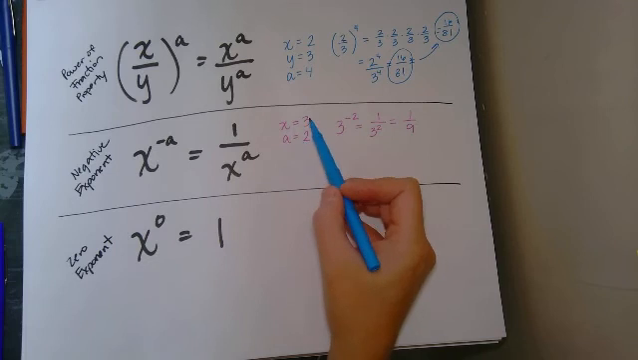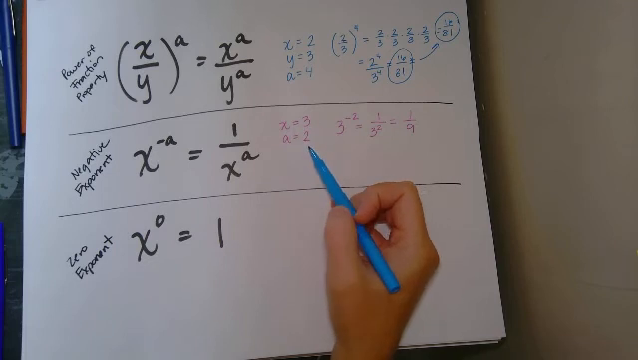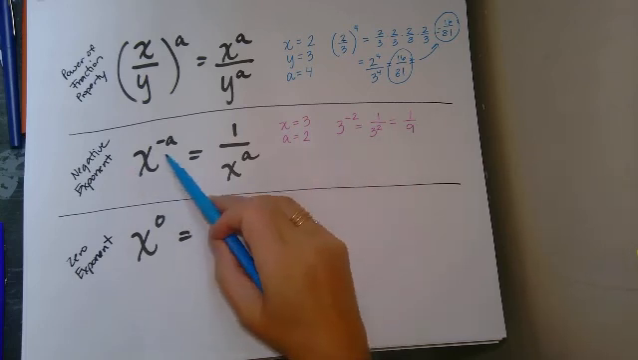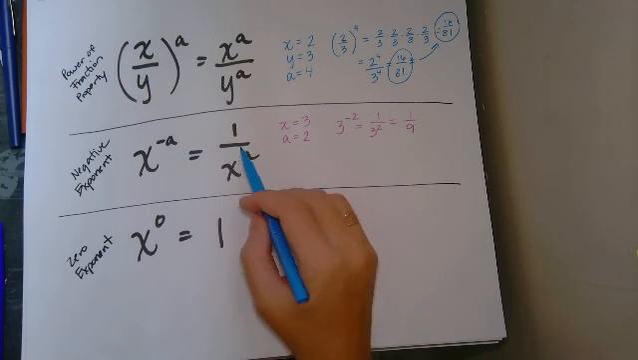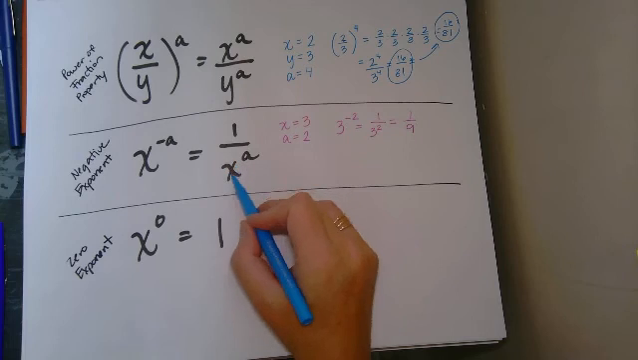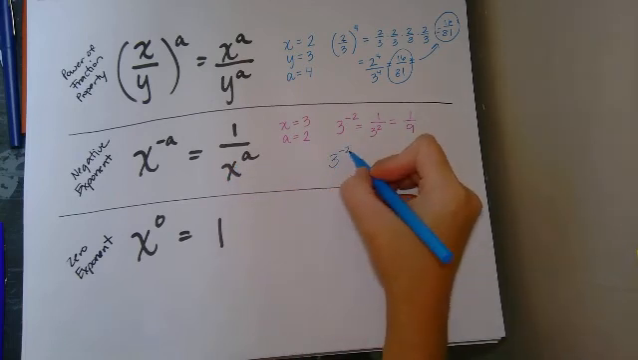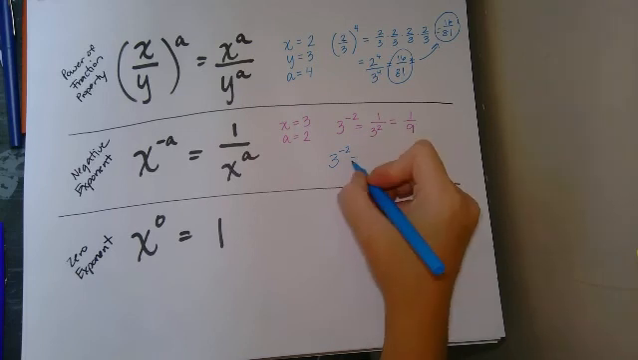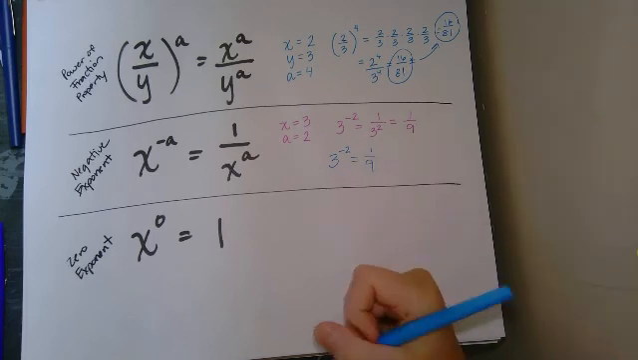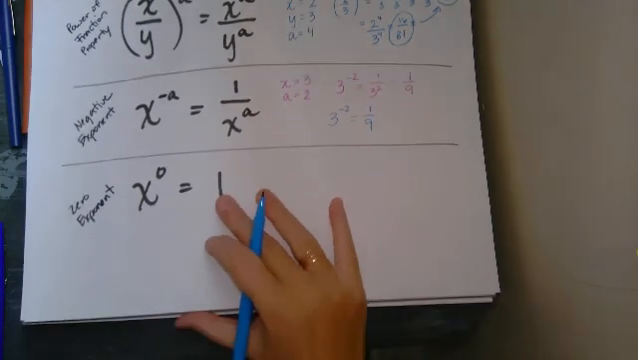And so let's apply some numbers to this. X, let's say, is 3 and a is 2. And so what we have then is 3 raised to the negative 2 power, which according to our exponent rules is the same as 1 over 3 to the 2nd power. And we know that 3 to the 2nd power is the same as 3 times 3, which is 9. And so we know that 3 to the negative 2 power is equal to a 9th.